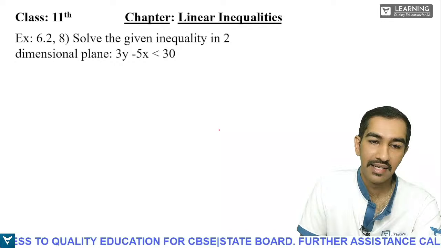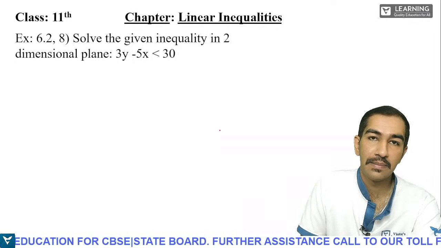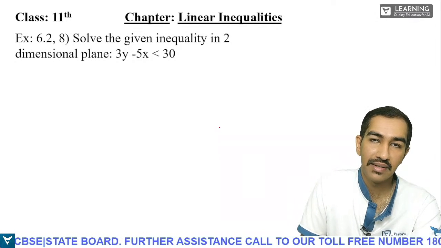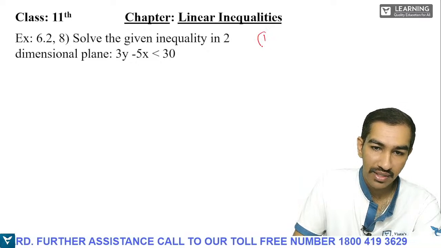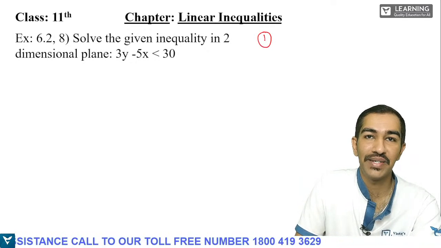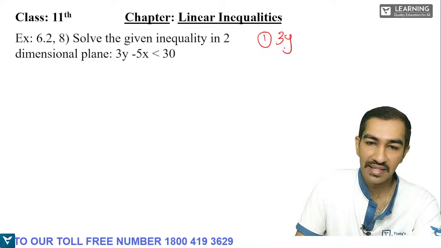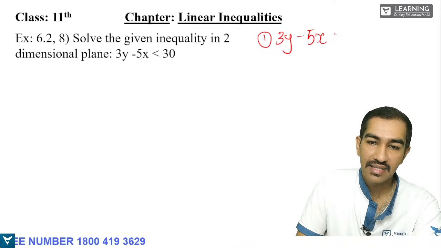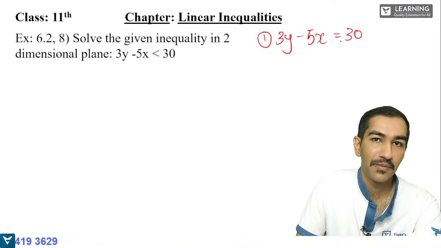Question number 8. Solve the given inequality in two-dimensional plane, and there is an inequality given. What is the very first step? We have to convert the given inequality into an equation. So that is nothing but 3y minus 5x is equal to 30. Step number 1 is done.